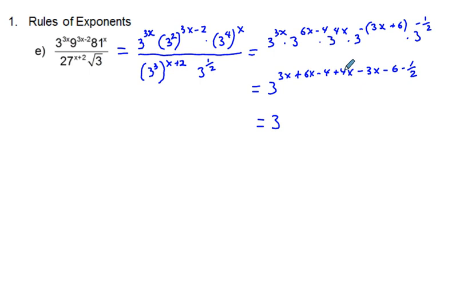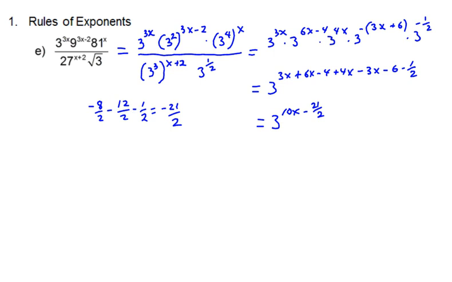So 3x plus 6x is 9x, plus 4x is 13x, minus 3x is going to be 10x. And then we have minus 4, minus 6, minus 1/2. Well, minus 4 is going to be negative 8/2, and minus 6 is going to be minus 12/2. And then we subtract out 1/2. We get negative 8 minus 12 minus 1. We're going to get negative 21/2. So we're going to have 3 to the power of 10x minus 21/2. And that is going to be our answer here.